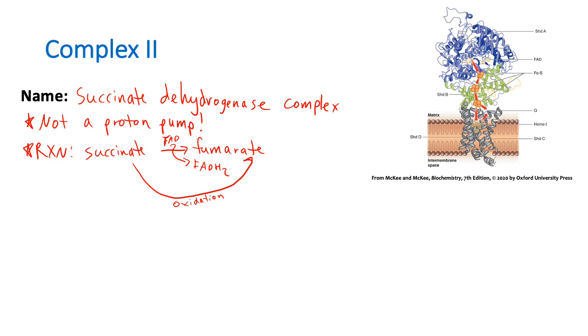Now what happens is, here's what complex 2 looks like, succinate dehydrogenase. Recall I said in the previous slide that the electrons from QH2 do not go to this complex. It goes straight to complex 3. And so here's what happens. I'm trying to think of the best way to present this. I think here is a good way.